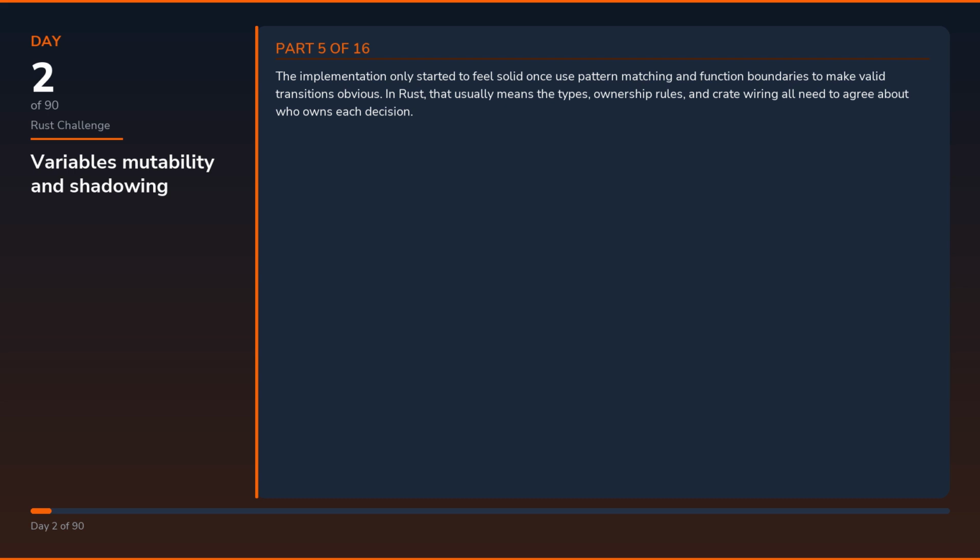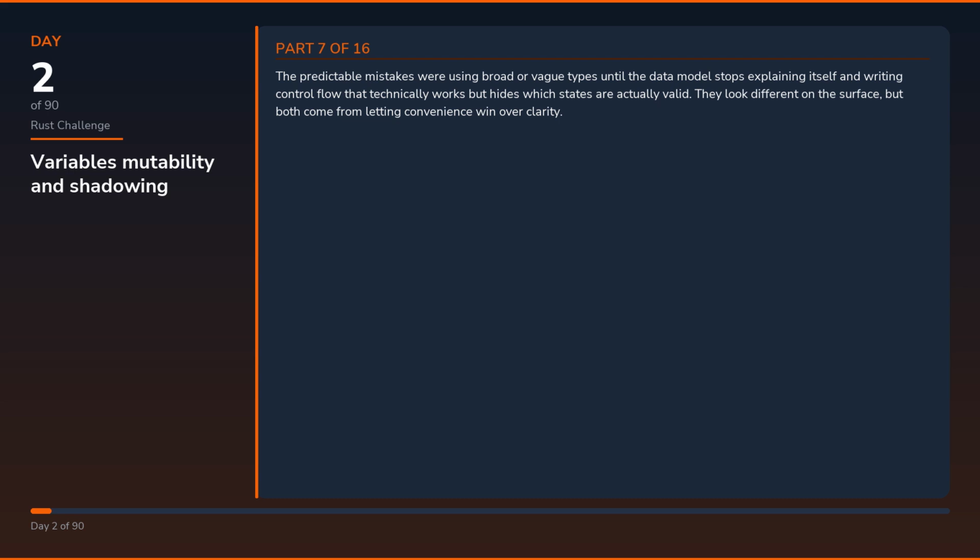In Rust, that usually means the types, ownership rules, and crate wiring all need to agree about who owns each decision. I kept returning to one more rule: prefer small explicit data shapes over clever abstractions that hide the real meaning. That is the part that shortens debugging, because the code tells you where to look instead of forcing you to reconstruct the intent from scratch.